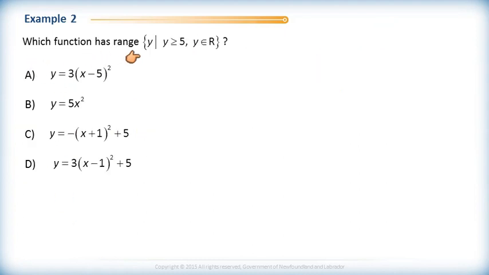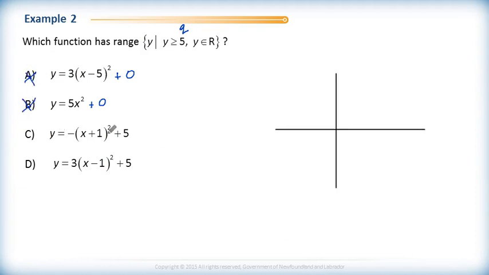For this next one, we have to have a range y greater than or equal to 5. That means the 5 must be our q value in our vertex. Option A has q value 0. Option B has q value 0 as well. Option C has q value 5 and D has q value 5. So far we've only narrowed things down to C and D.